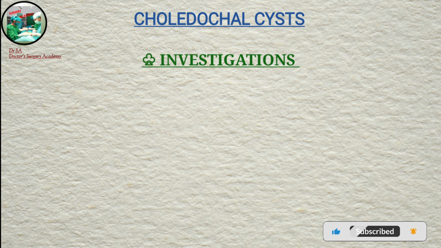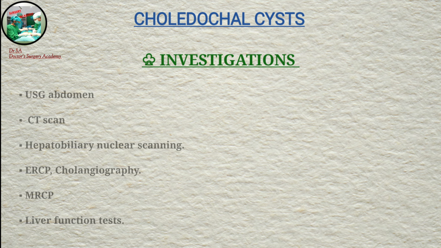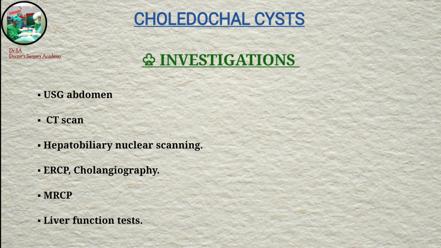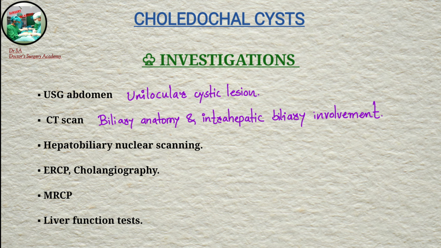Investigations for choledochal cyst. The investigations for a suspected choledochal cyst include ultrasonography of the abdomen. Usually the initial investigation in infants, it may reveal a unilocular cystic lesion. CT scan helps define the biliary anatomy and assess intrahepatic biliary involvement. Hepatobiliary nuclear scanning helps evaluate bile flow and biliary drainage.